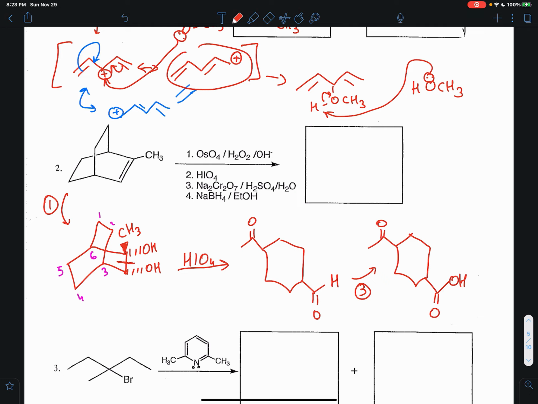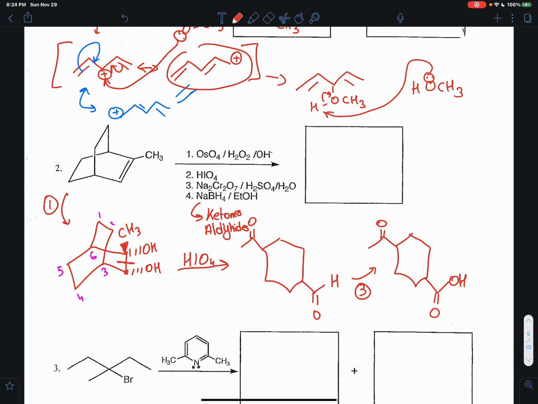And now the last one is NaBH4. NaBH4 is a mild reducing agent, and it can only reduce two things, and those two things are going to be ketones and aldehydes. Aldehydes? I don't know, but I think it spells like that.